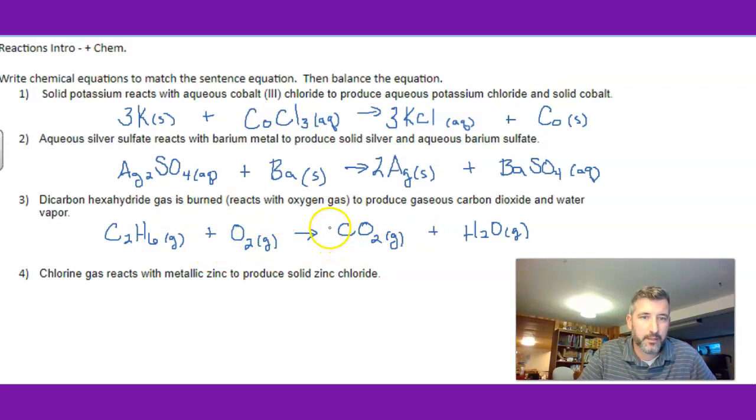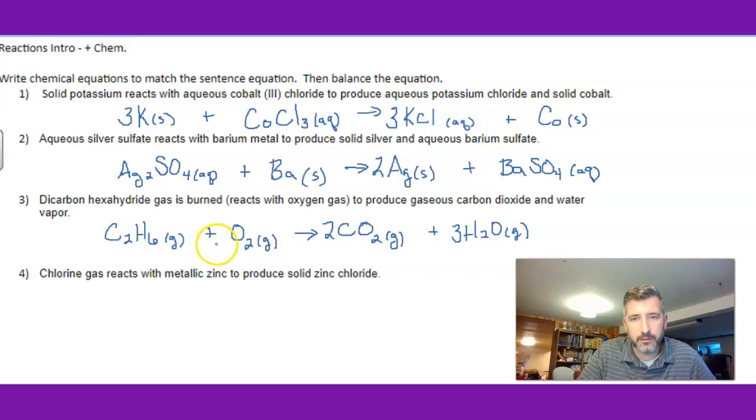Save oxygen for last because it's alone. So maybe we want to balance carbon first. Put 2 there. And then hydrogen, we've got 6. So over here we've got 2. So we're going to want to put a 3 out in front. So that would give us 6 on both sides. Now oxygen on the right, I have 2 times 2 is 4, plus 3 is 7.